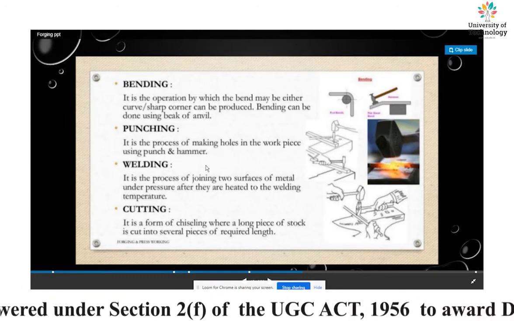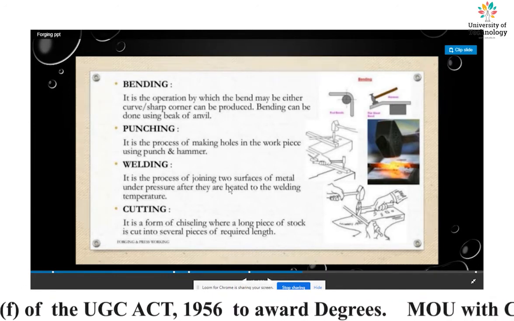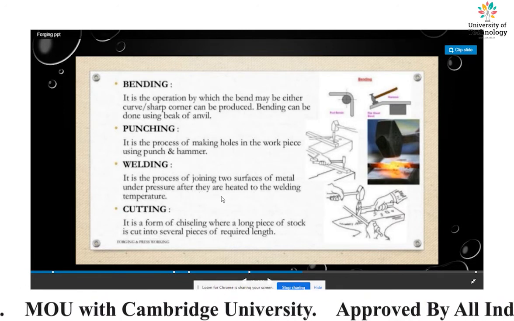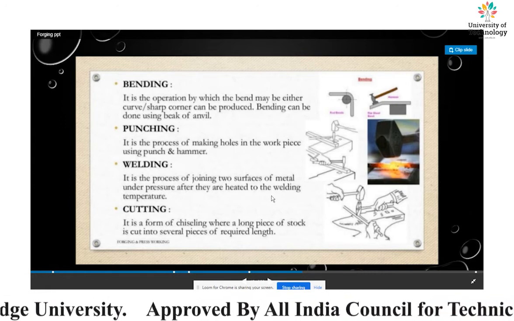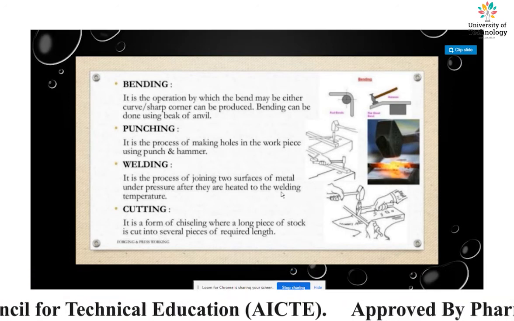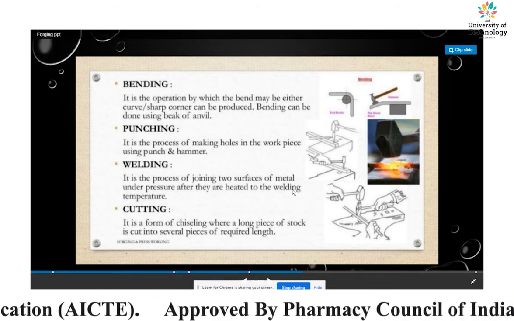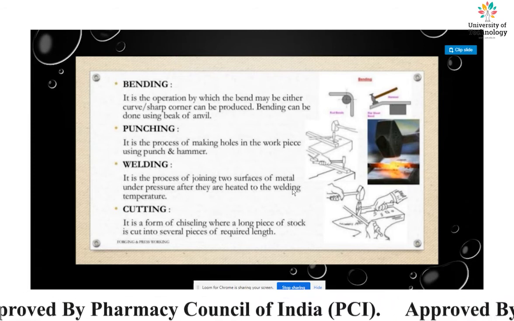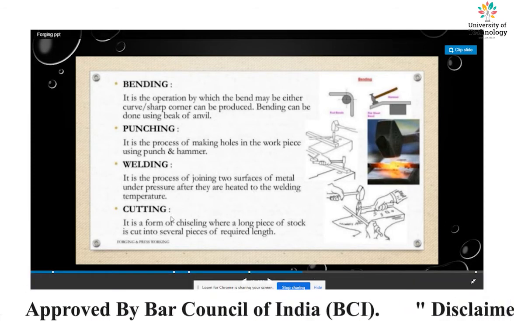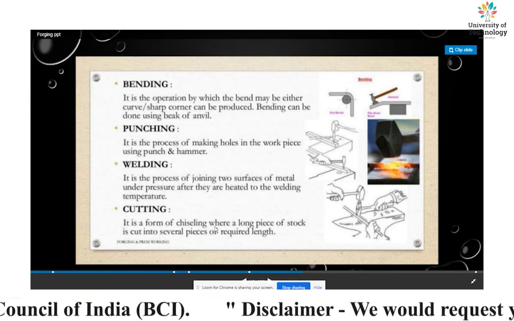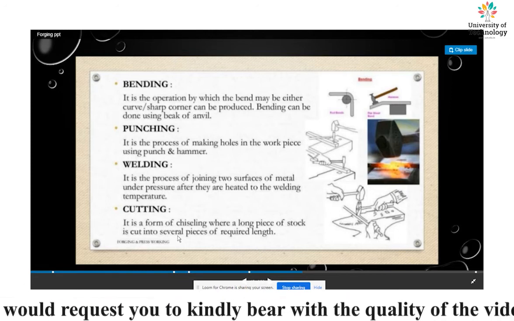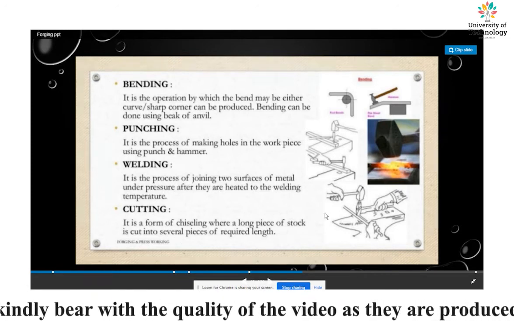And welding is the process of joining two surfaces of metal under pressure after they are heated to welding temperature, and that welding is done by forging, the beating of the particular objects which you want to join to each other. The cutting is a form of chiseling where a long piece of stock is cut into several pieces of required length, which is known as cutting, like this.